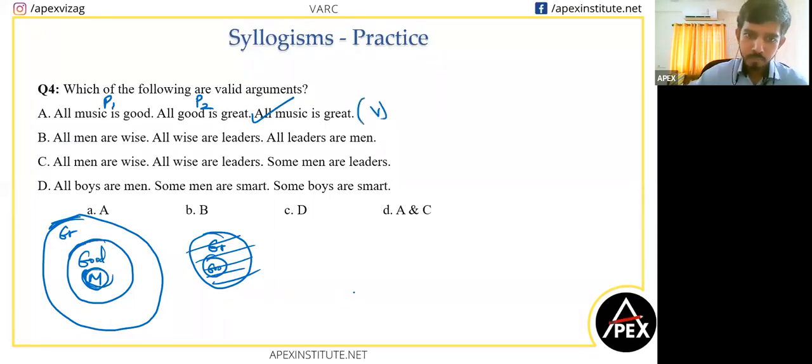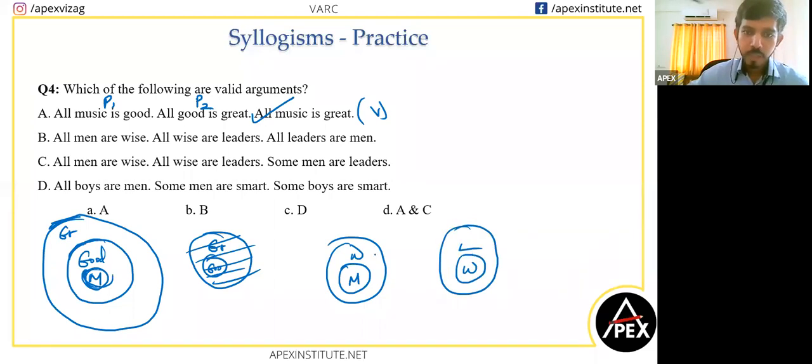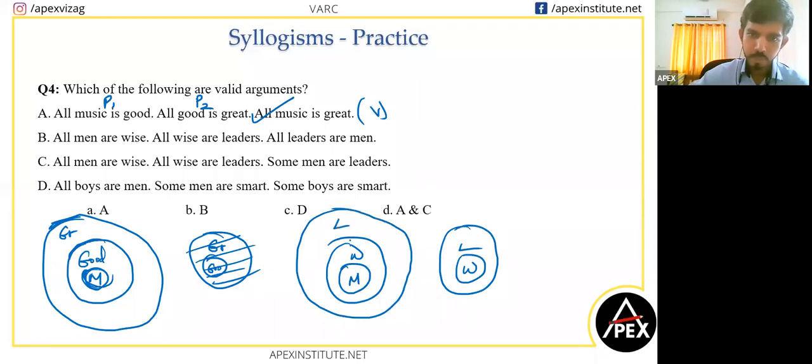All men are wise. Okay. All men are wise. And all wise are leaders. So you have wise and you have leaders. Can we combine these two? Yes, we can. All men are wise and all wise are leaders. Same method. And then we take this out. Can we say all leaders are men?